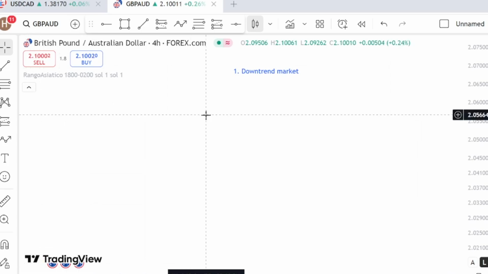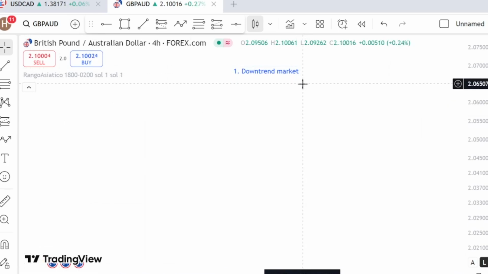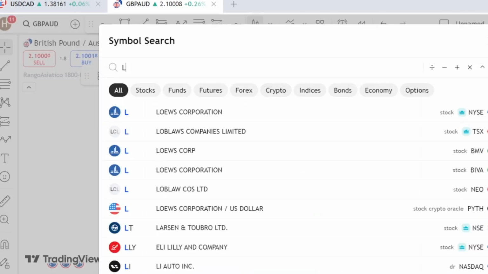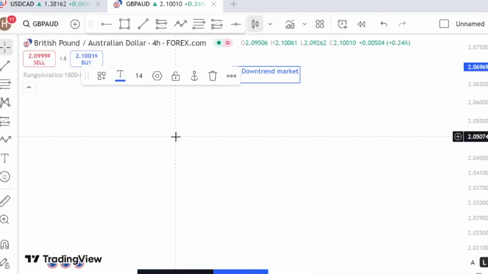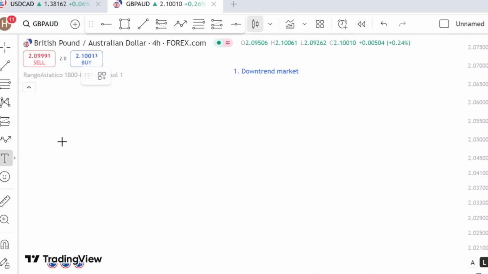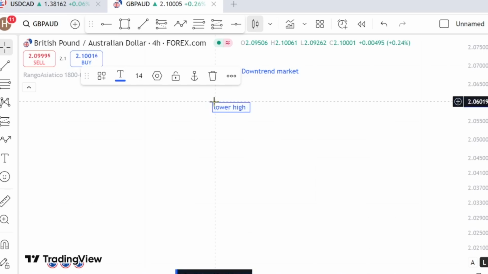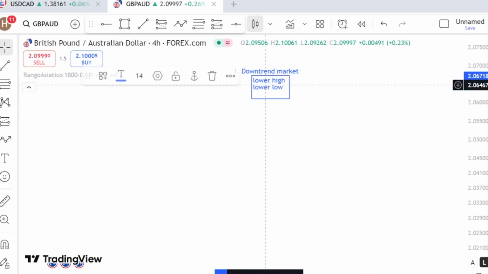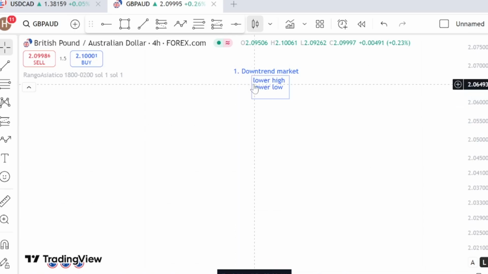So for a downtrend, you must pay attention to these two terms: lower high and lower low. Pay attention to these two terminologies. Like I said, for the uptrend, we have higher high and higher low. But for the downtrend, we have what we call lower high and lower low. And whenever you are trading the downtrend market, you must identify these two things.